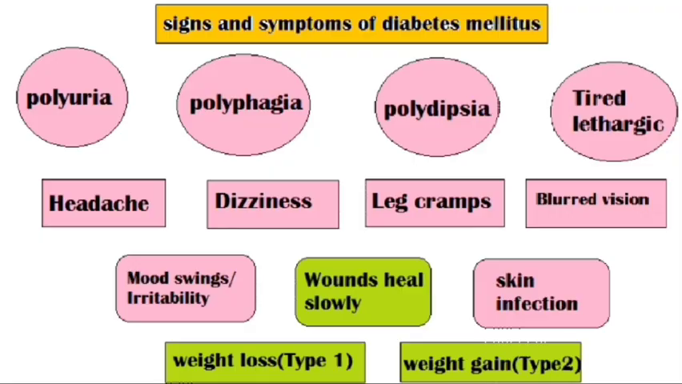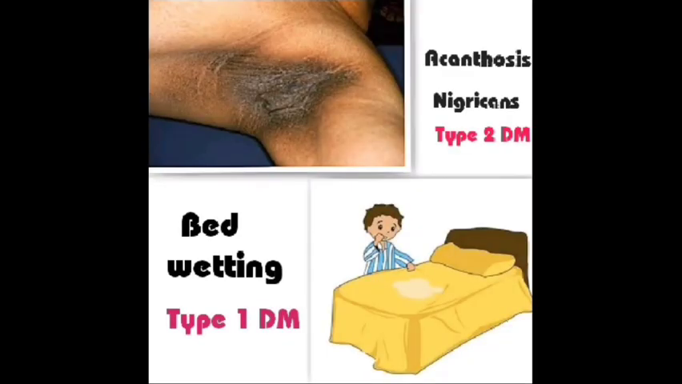Sometimes type 2 patient shows hyperpigmentation or brownish skin thickening, especially on neck and armpit, known as acanthosis nigricans. And type 1 children may sometimes show symptoms of bedwetting.